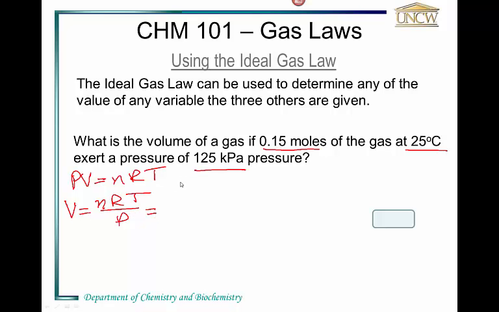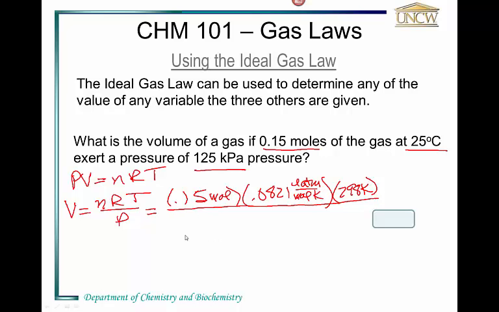Okay? We need n in moles, 0.15 moles. R is 0.0821 liter atmospheres per mole Kelvin. T, it's 25 degrees C, so that's 298 K. And again, our pressure, which is in kilopascals, needs to be converted: 125 kPa times 1 atmosphere over 101 kPa. And if we do that math, it turns out that the volume of this gas is 2.96 liters.